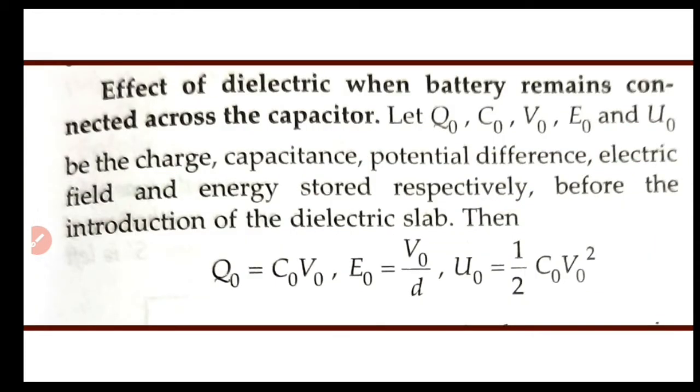So what is the case when the battery remains connected? The potential difference will remain the same. Here also, as we discussed earlier, we are taking some assumptions. Q0 is the charge, C0 is the capacitance, V0 is the potential difference, E0 is the electric field, and U0 is the energy stored before the insertion of the dielectric slab. So we have the respective equations.